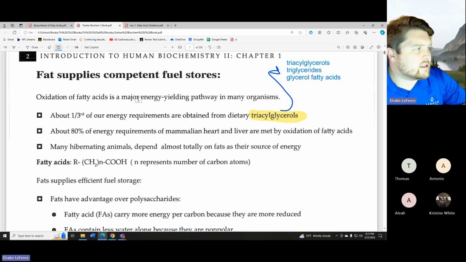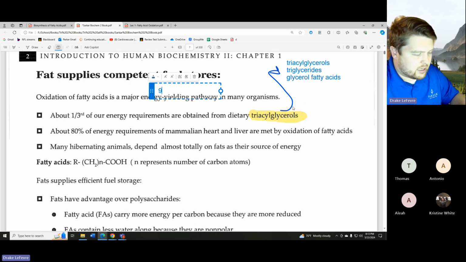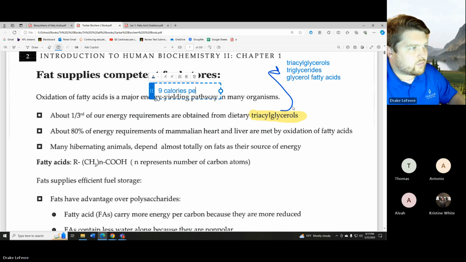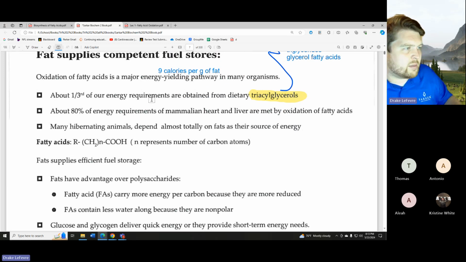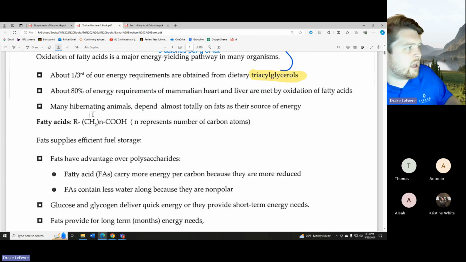So oxidation of fatty acids is a major energy yielding process. Remember, there's 9 calories per gram of fat. About 1/3 of our energy requirements are obtained from dietary triacylglycerols. 80% of the energy requirements of the mammalian heart and liver are met by oxidation of fatty acids. Many hibernating animals depend almost totally on fats as their source of energy.